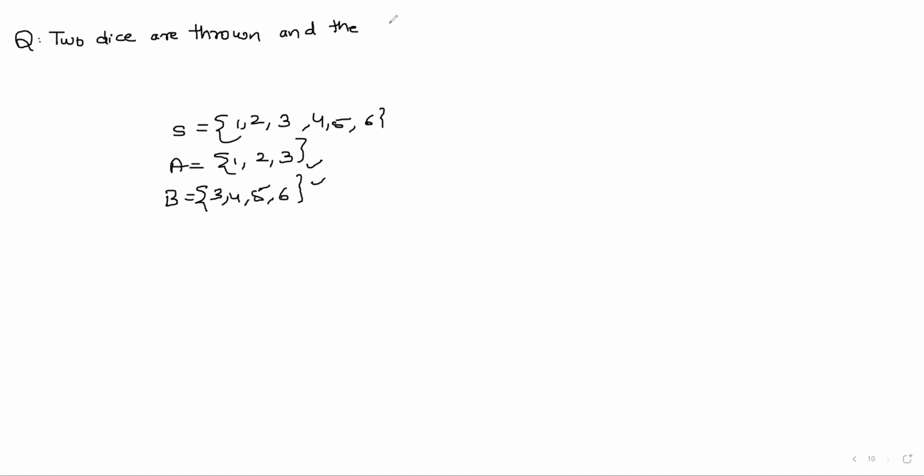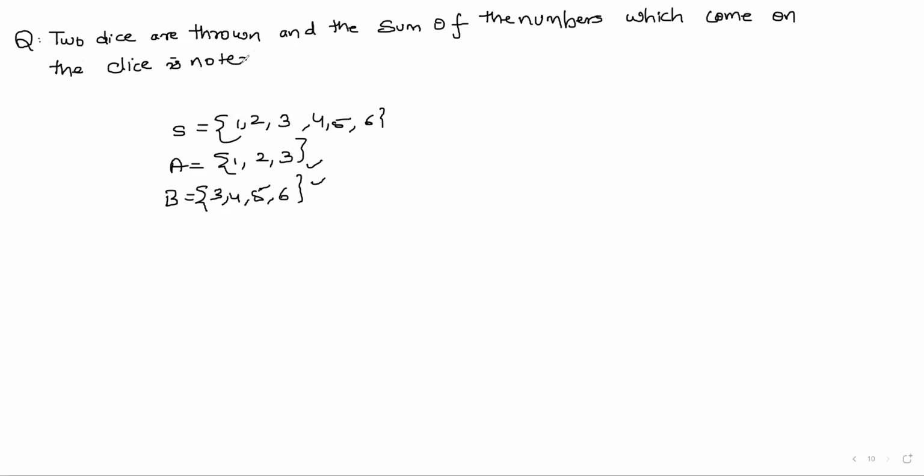Yusra, is my voice audible? Sir, the union will be 1, 2, 3, 4, 5, 6. Yeah, that means 1, 2, 3, 4, 5, 6. We can say that is the sample space. Yes, sir. Okay, so that's why these are exhaustive events. So the events whose union will give you the sample space are called exhaustive.